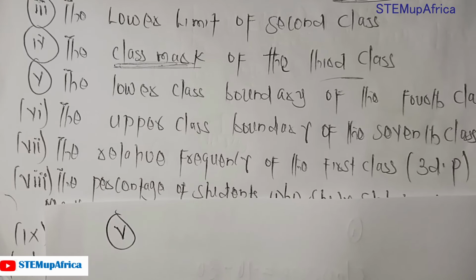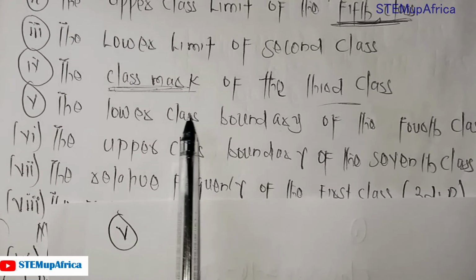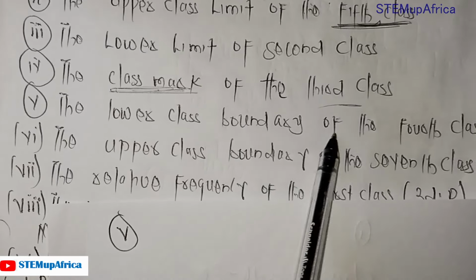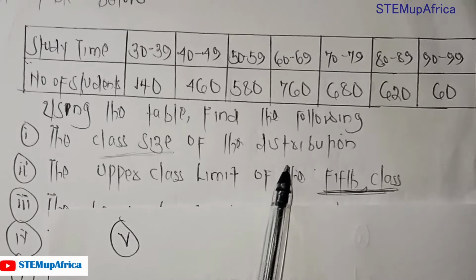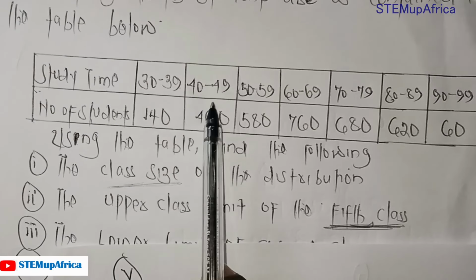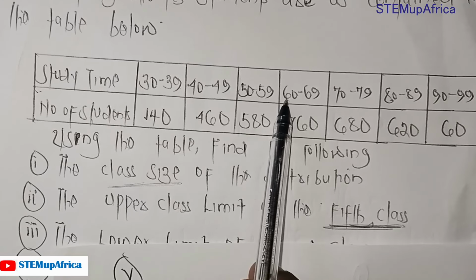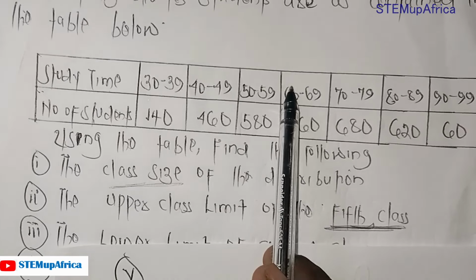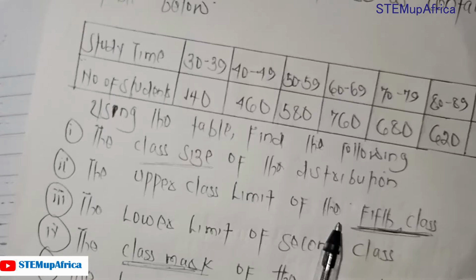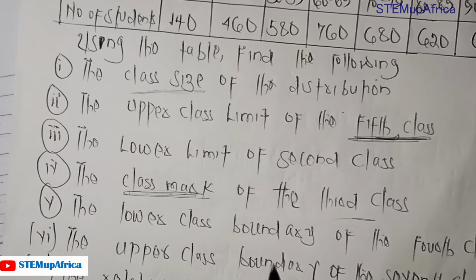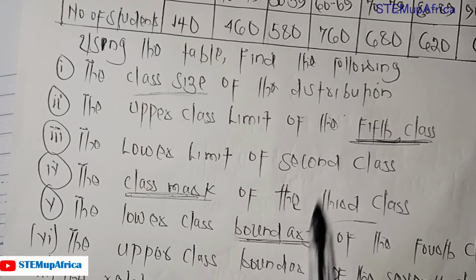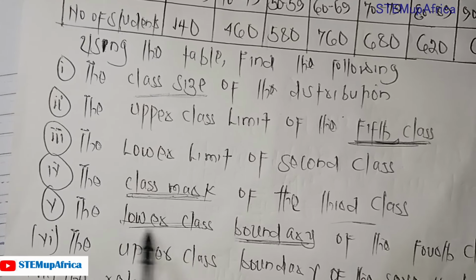So let's determine the lower class boundary of the fourth class. Let's come to our table and determine the fourth class. 1, 2, 3, 4. The fourth class is between 60 to 69. This is the lower class, while this is the upper class. But they're talking about the boundary of the fourth class, the lower boundary.